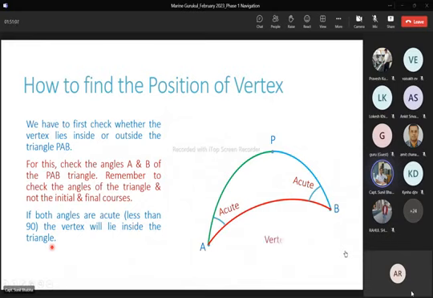So this is the first condition. If both the angles of the PAB triangle, angle A and angle B, are less than 90 degrees, the vertex will lie inside the PAB triangle, or the position of the vertex will be in between the initial and final positions.